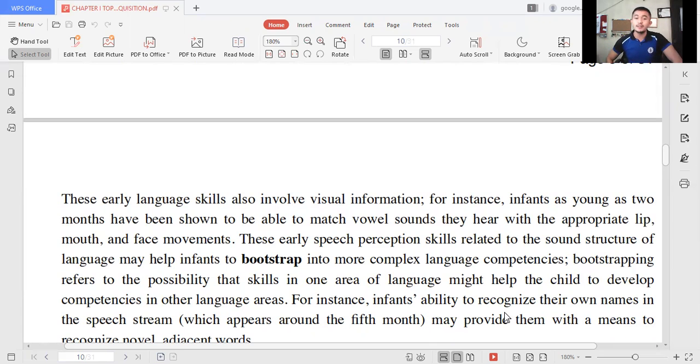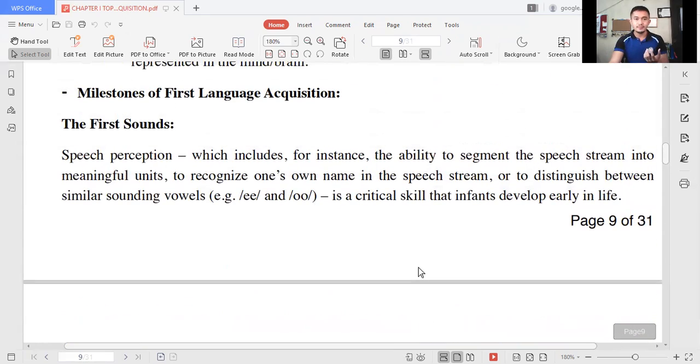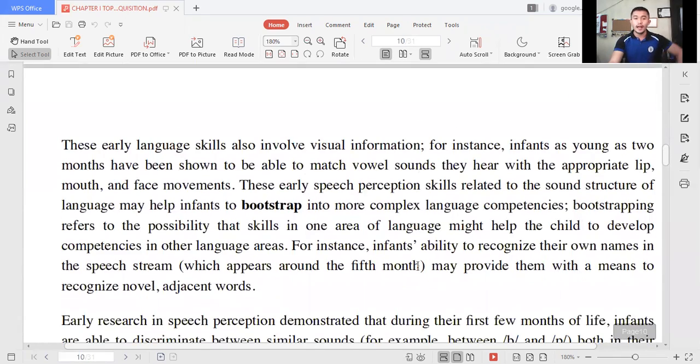These early speech perception skills are related to the sound structure of language, and they may also help infants to bootstrap into more complex language competencies. When we say bootstrapping, it refers to the possibility that skills in one area of language might help the child to develop competencies in other language areas. So these are very remarkable milestones in the process of acquiring language in the early stages of a child or an infant, in their first language acquisition.